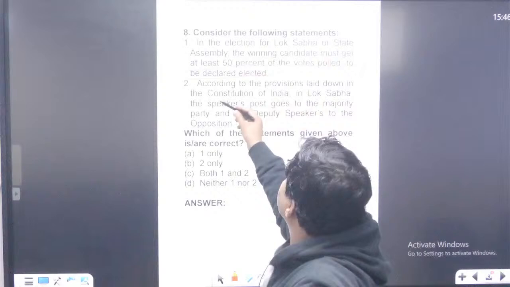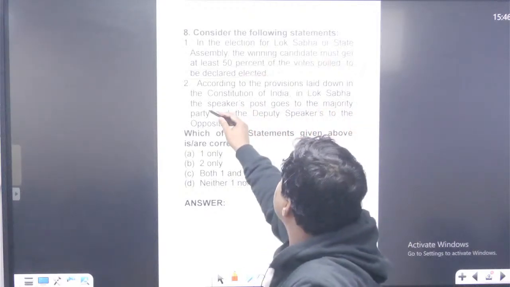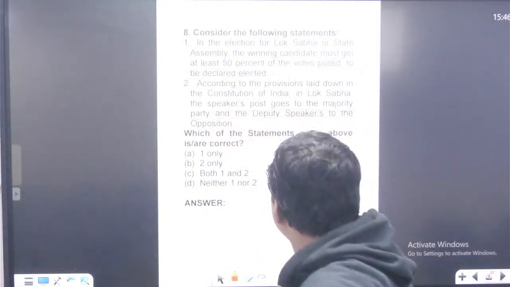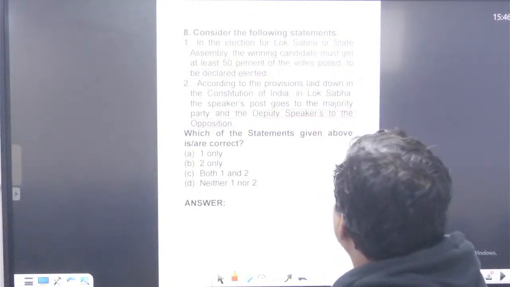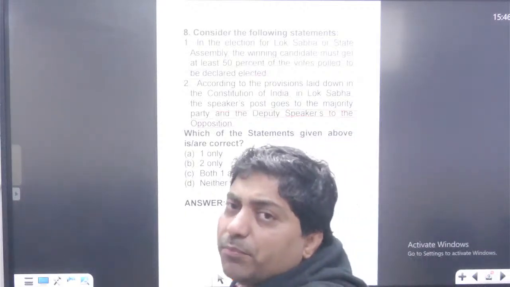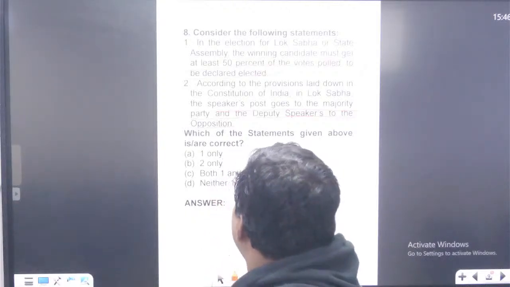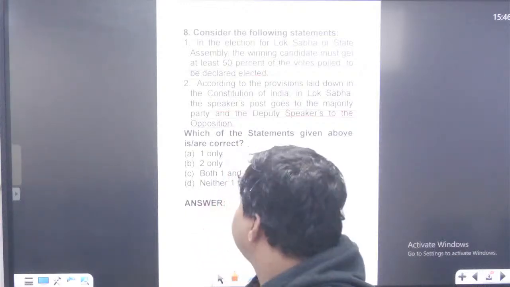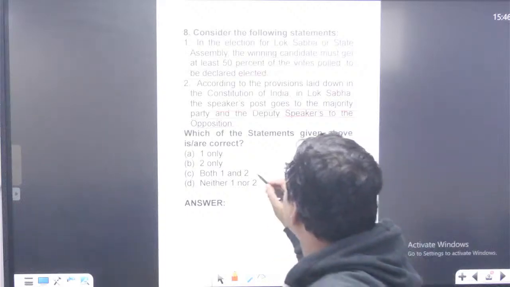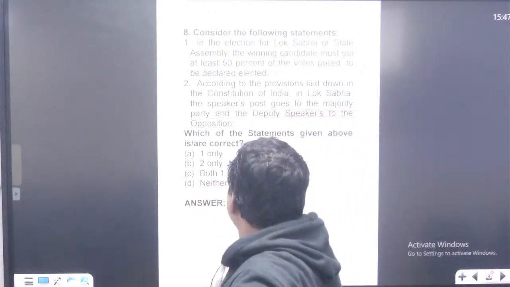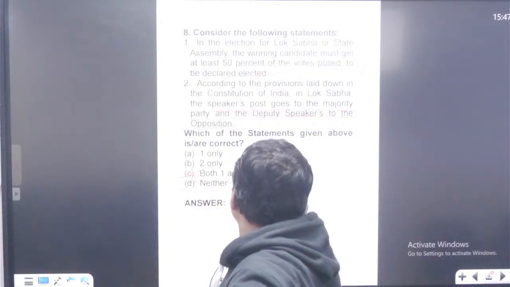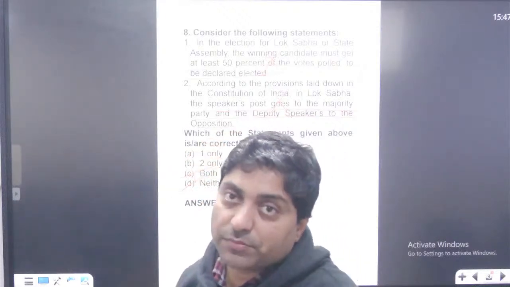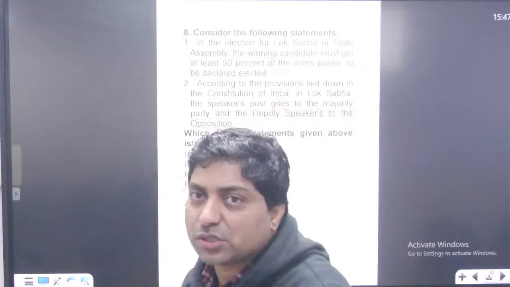According to the provision laid down in the Constitution of India, in the Lok Sabha the Speaker post goes to the majority party and the Deputy Speaker to the opposition. See, there is no such provision. But that is a tradition, a convention. Therefore, if you look at both, neither one is correct. D is correct, neither one. This is not according to the Constitution, but according to parliamentary convention.